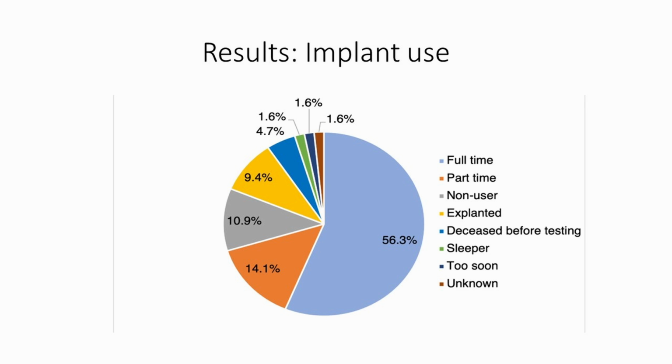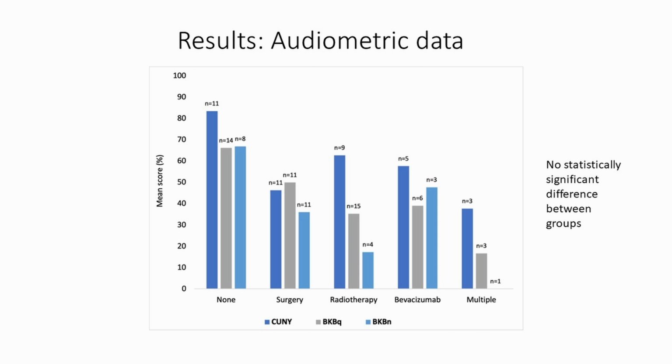And you can see here the number of people that are full-time users, part-time users, non-users, etc. So these are the non-users, about 10%. This is the group that didn't get anything from their implant and eventually had them removed. So that makes up another 10%. So there's about 20% of people that end up not really making any benefit from it. Next slide. And these are the speech discrimination outcomes.